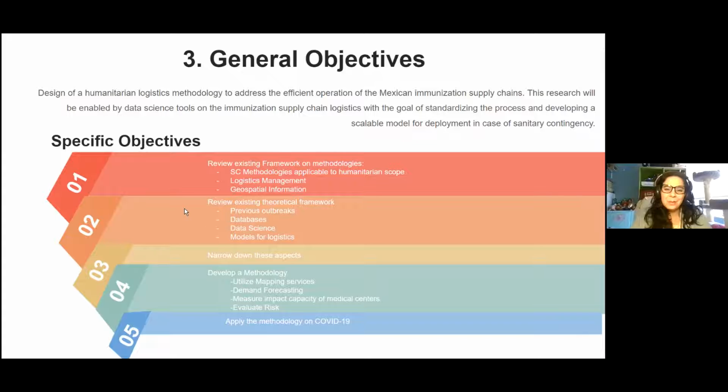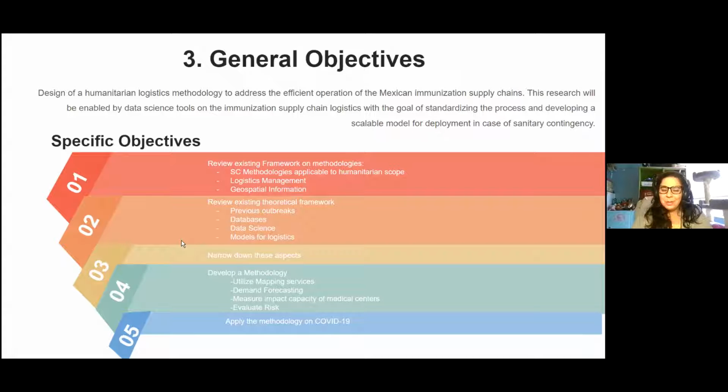I'm also reviewing the theoretical framework, so about previous outbreaks. Like I mentioned, the one that I'm using the most right now is influenza, but I'm also looking at cases of dengue in Yucatan, so how the vaccination efforts were conducted. I'm also currently looking for more databases to enrich my research, and for the data science framework and models for logistics.